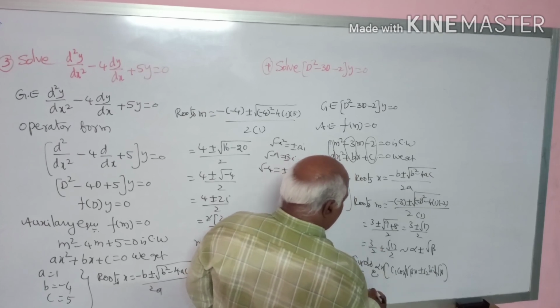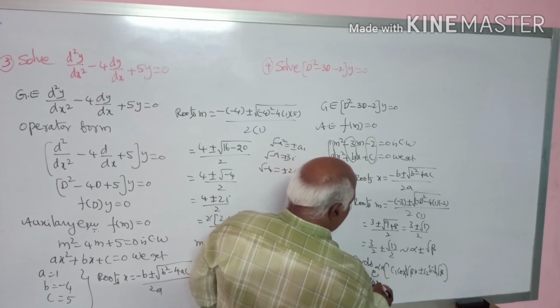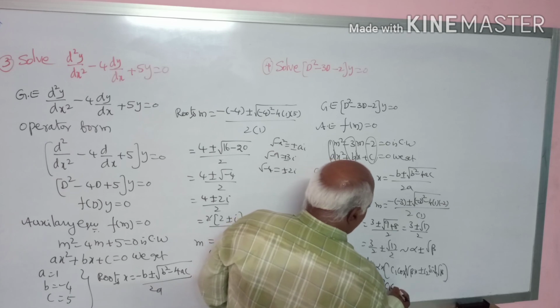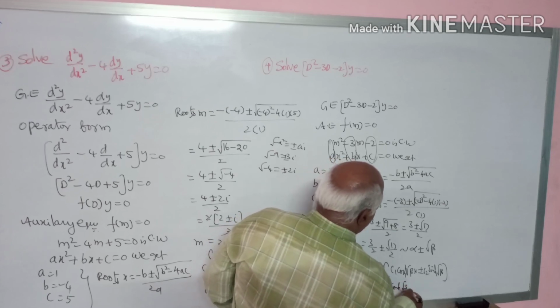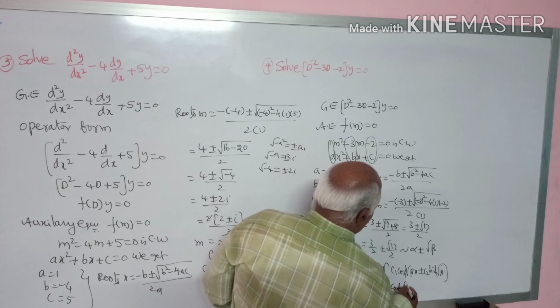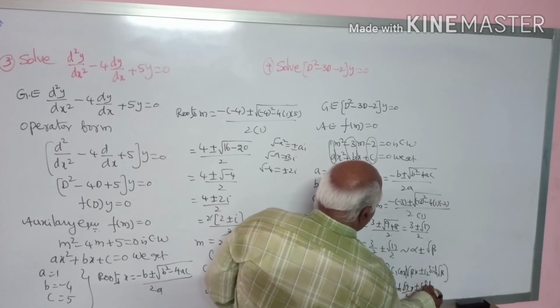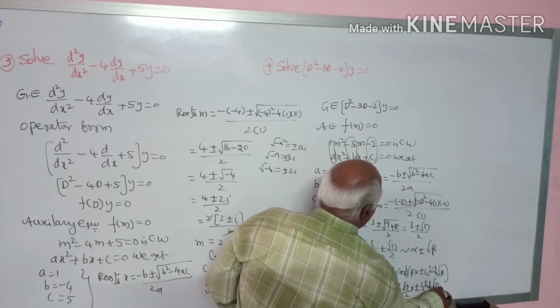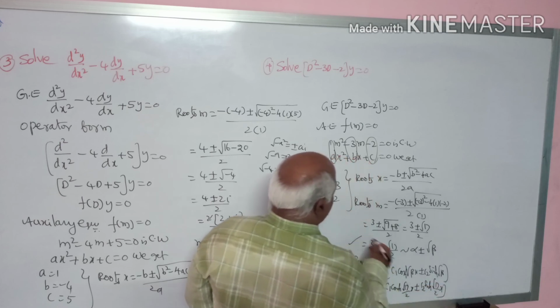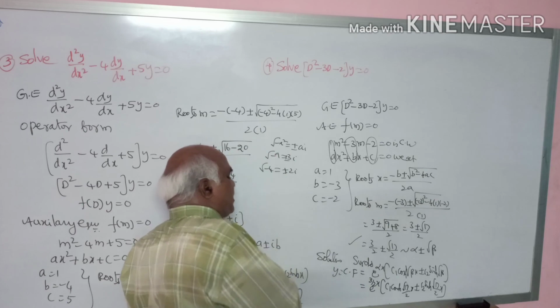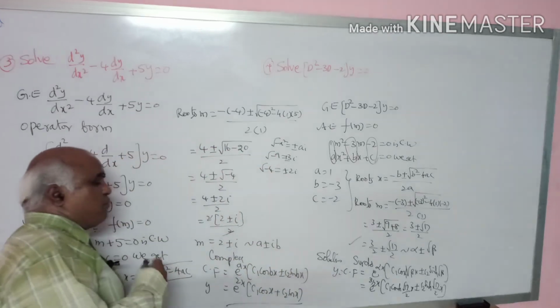Alpha is 3 by 2. Therefore e to the power of 3 by 2 into x, into (c1 cosh root 17 by 2 into x plus or minus c2 sinh root 17 by 2 into x), is the complementary function for the surds. Okay. Next come to the more problems.